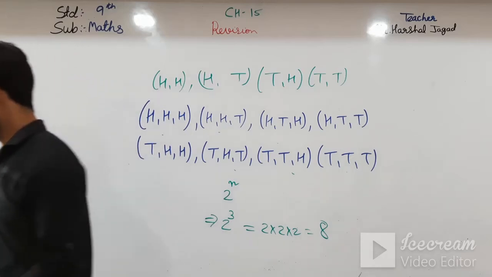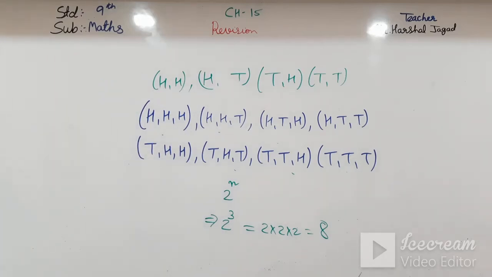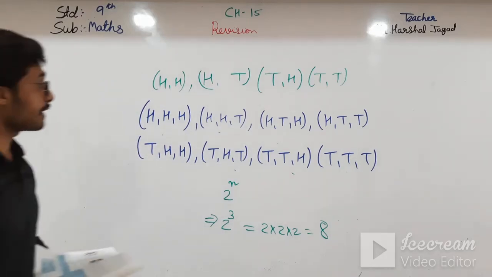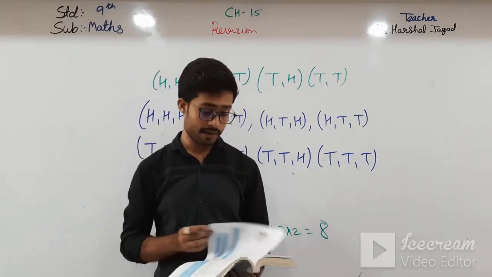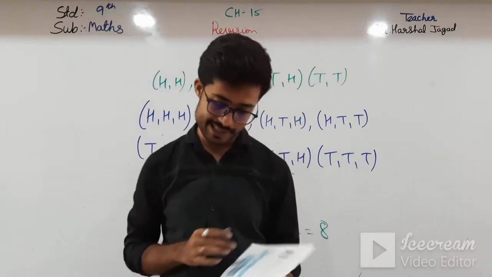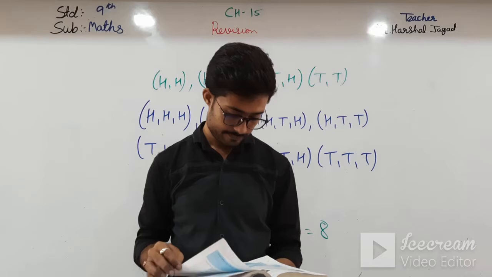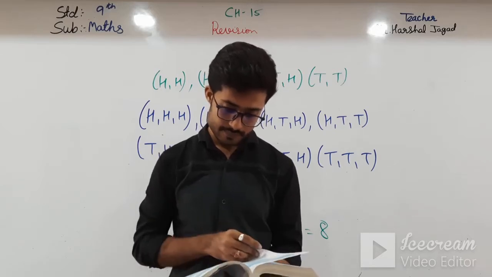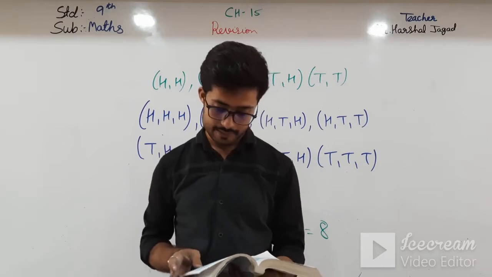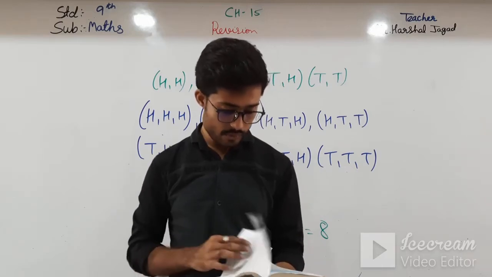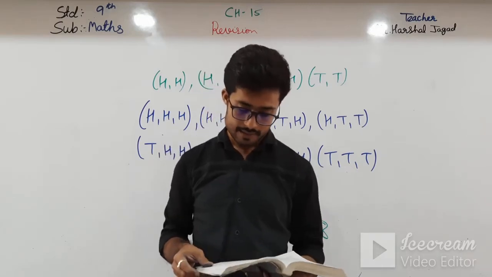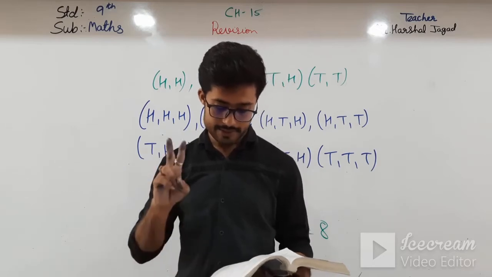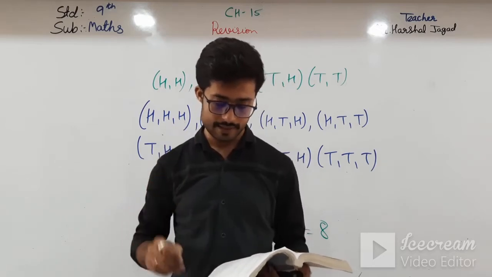See here, moving further, I think this type of sums you only have up to 2 coins. This 3 coins is not there in your book, but let me check that. No, I think it is not there. Only up to 2 coins are there, not 3 coins.